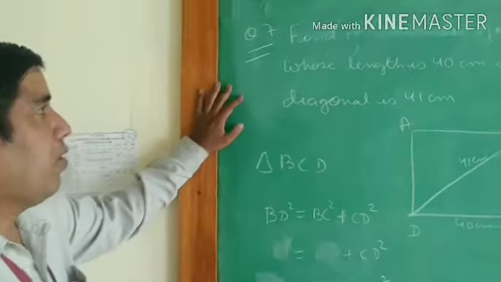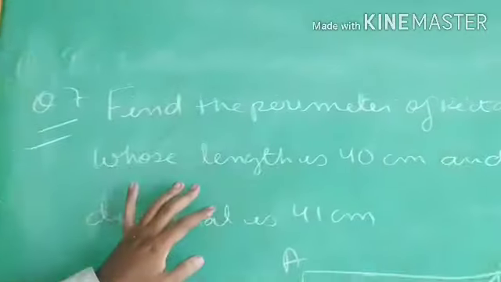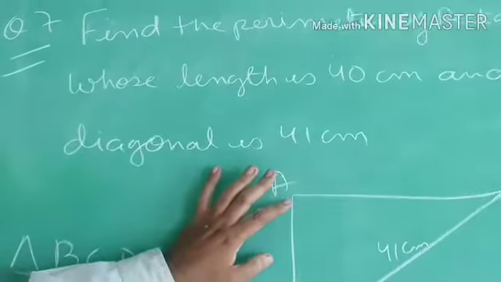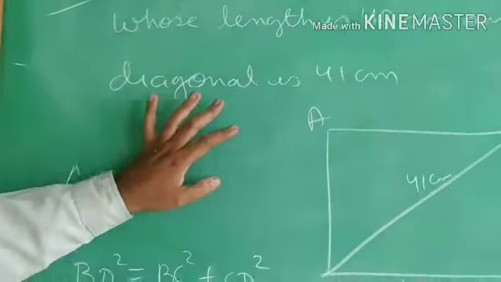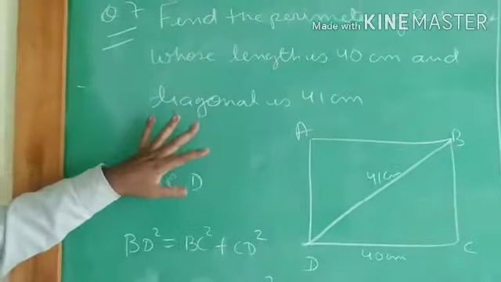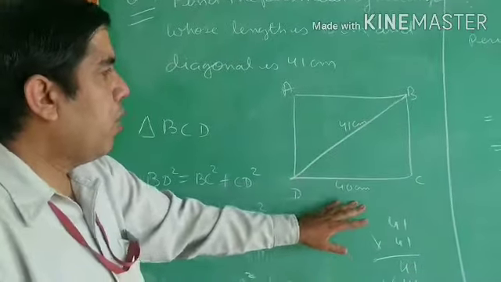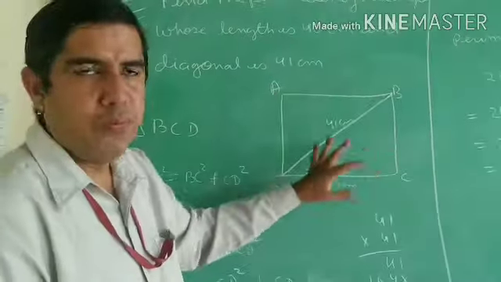Question number 7 now. Find the perimeter of a rectangle whose length is 40 centimeter and diagonal is 41 centimeter. Now we have to find the perimeter. You have to find the perimeter of a rectangle. You can see this information is given.